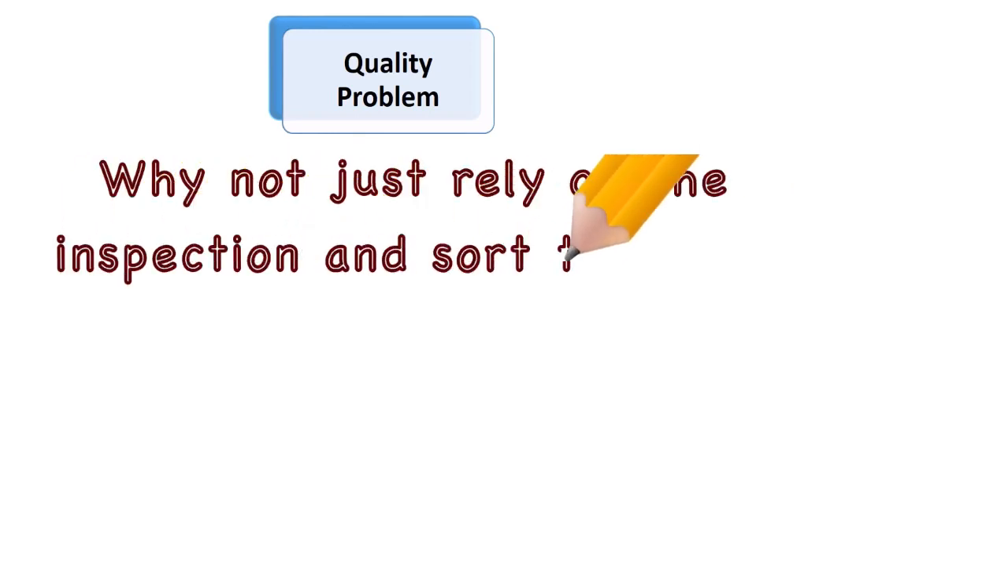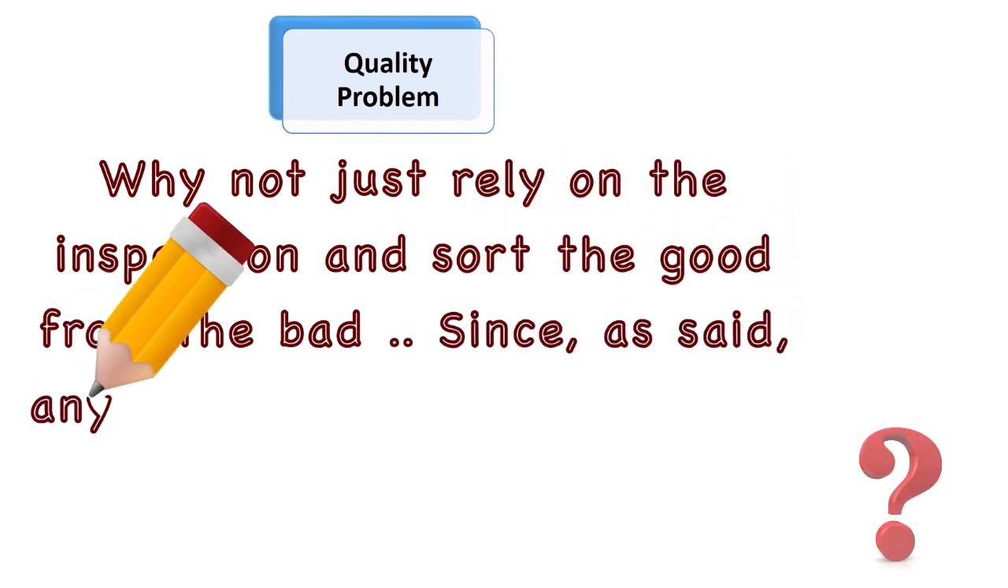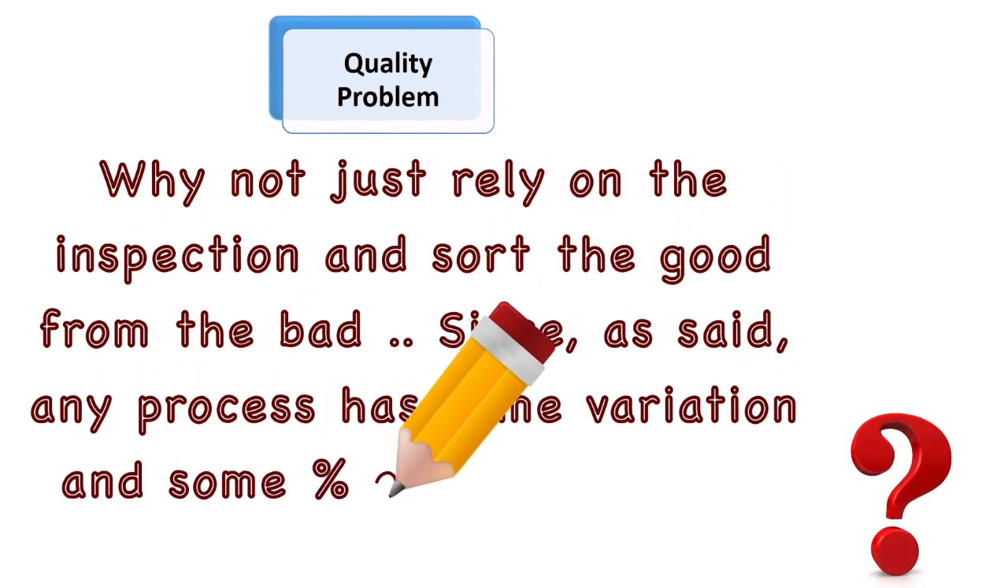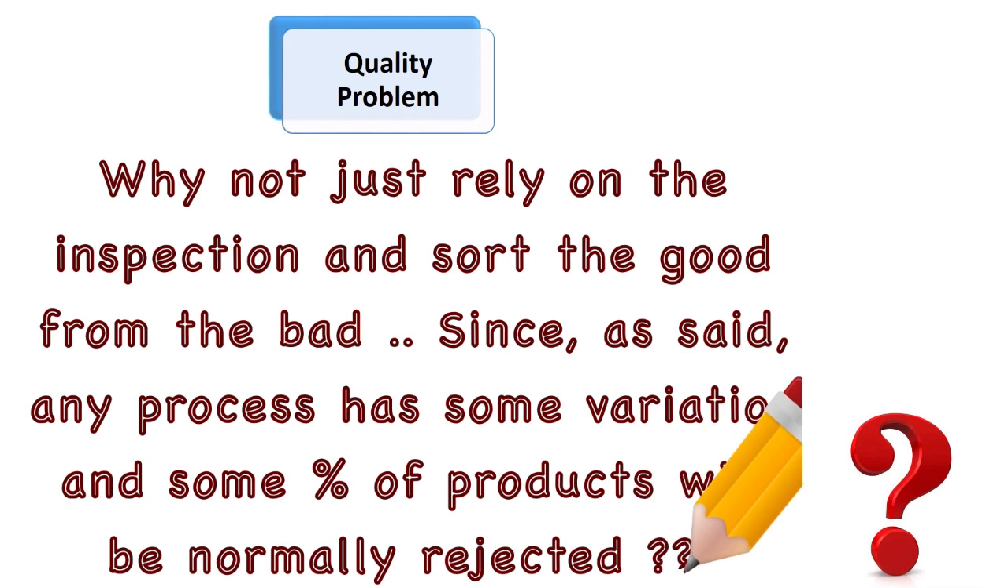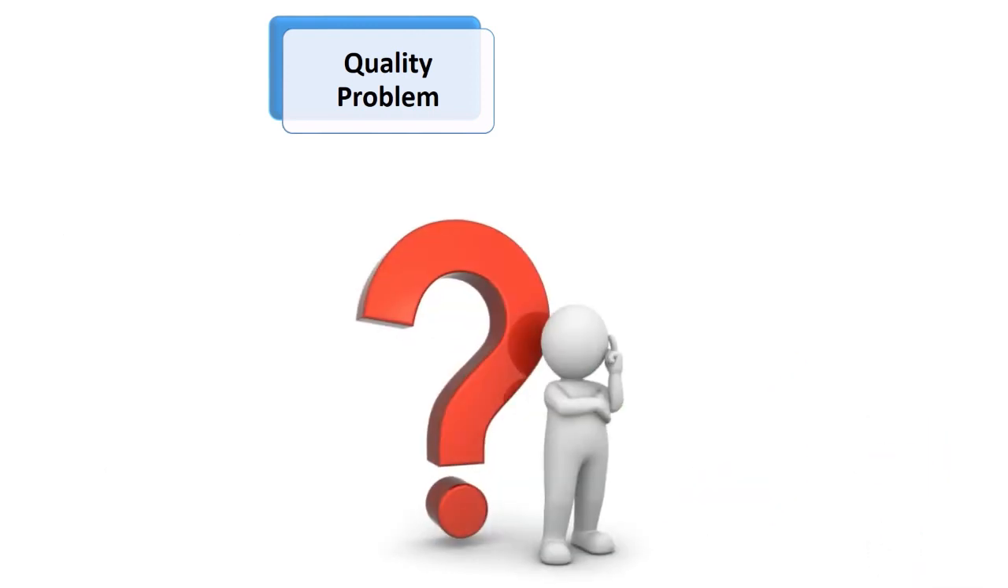Well, but why shall this type of product rejection due to such variation be considered a quality problem which requires RCI? Why not just rely on inspection and sort the good from the bad, since, as said, any process has some variation and some percentage of products will normally be rejected? So where is the problem here that requires RCI?